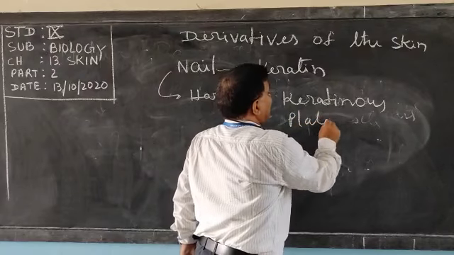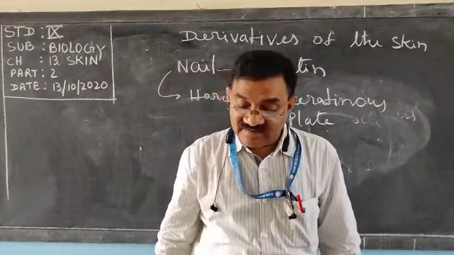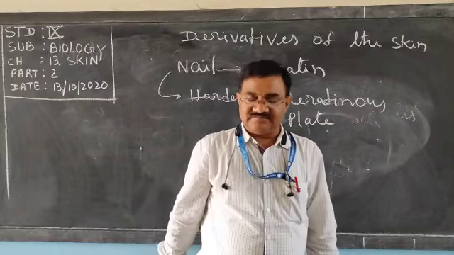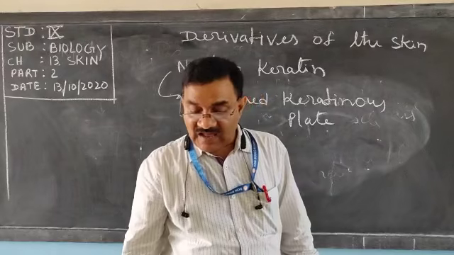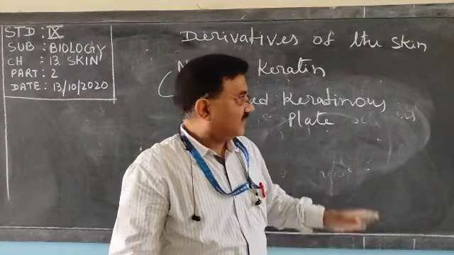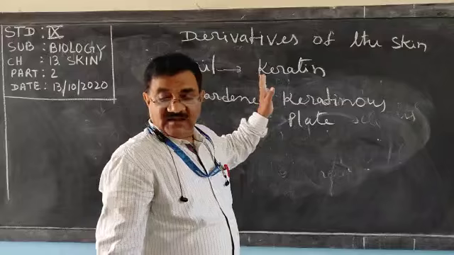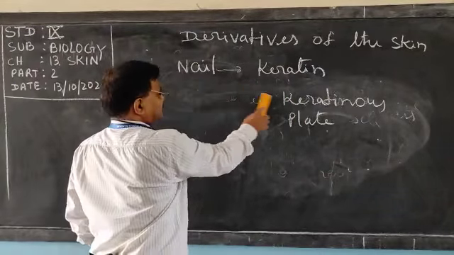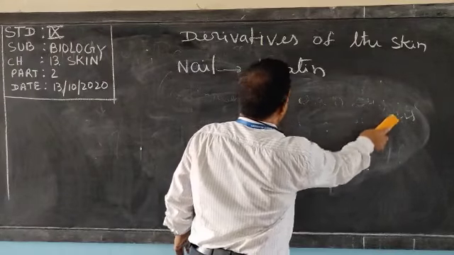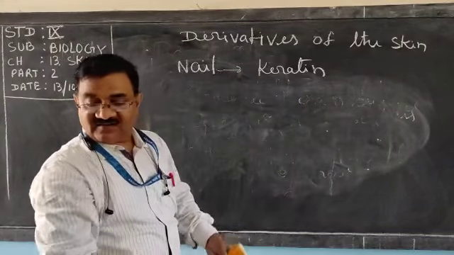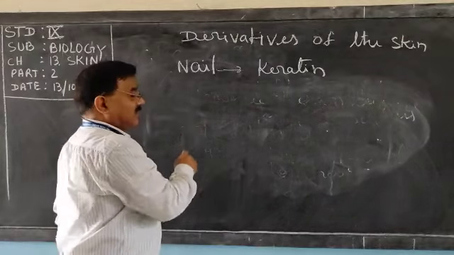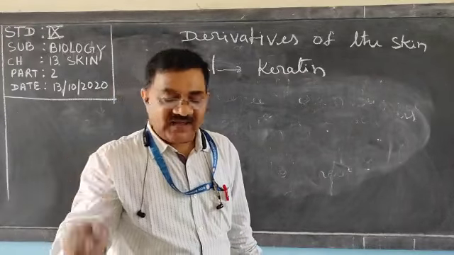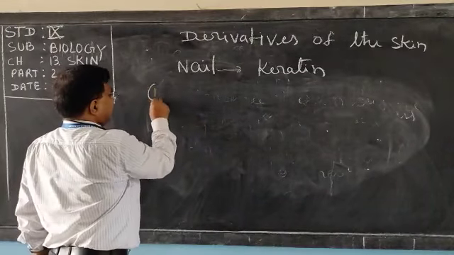It is a hardened keratinous plate, and grows from dead cells below the skin at the base. Next, there are three parts of the nail: the plate, the bed, and the matrix.